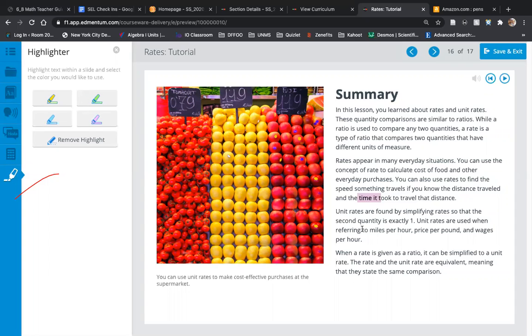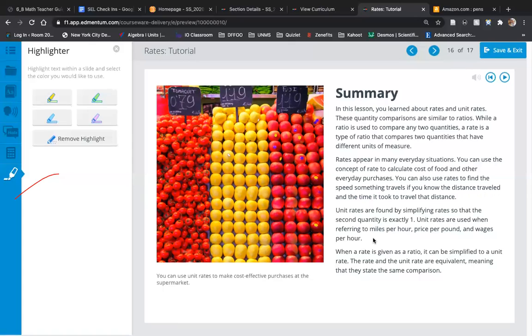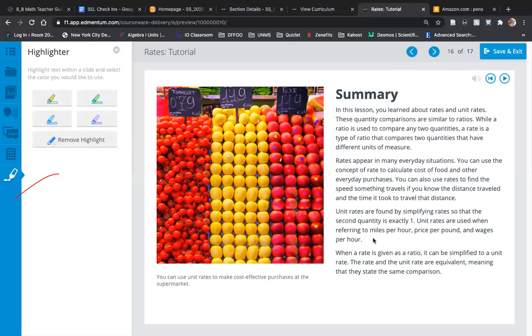Unit rates are used when referring to miles per hour, price per pound, and wages per hour. Remember that last one is just leaving off the 1. So it's like saying miles per 1 hour, price per 1 pound, wages per 1 hour. We just leave off the 1. When a rate is given as a ratio, it can be simplified to a unit rate. The rate and the unit rate are equivalent, meaning that they state the same comparison, right?